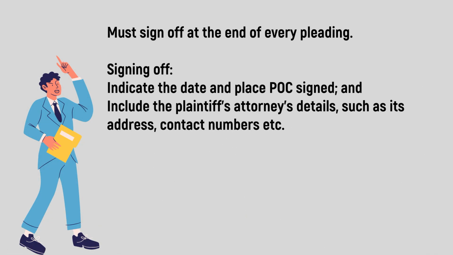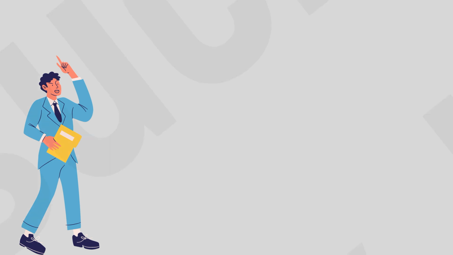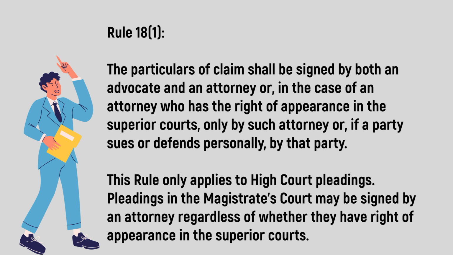Signing off. At the end of every pleading, we need to indicate the date on which the particulars were signed, as well as the place at which they were signed. We must also include the plaintiff's attorney's details, such as its address, contact numbers, etc. Let's quickly look at Rule 18, Subsection 1 again. In terms of this rule, the particulars of claim shall be signed by both an advocate and an attorney, or, in the case of an attorney who has the right of appearance in the superior courts, only by such attorney, or, if a party sues or defends personally, by that party.